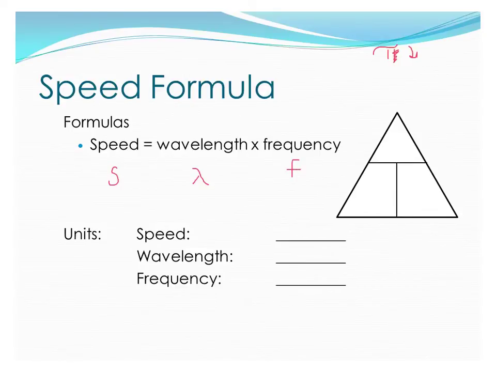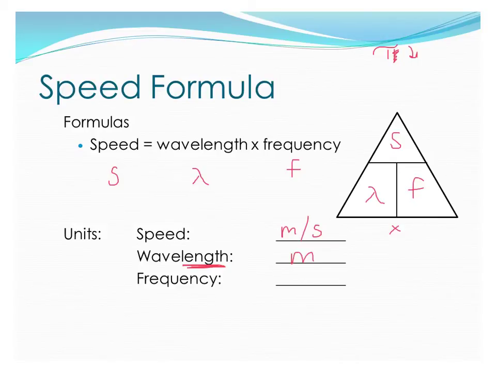So let's put it into the triangle. Whatever we put down here, remember those two blocks of the triangle are multiplied together. So we'll have the lambda, or the wavelength, here, and then frequency filling out the bottom. Speed will be at the top. And just to remember the units, we use meters per second typically with speed. For wavelength, this is just another type of length unit, so this will be in meters.